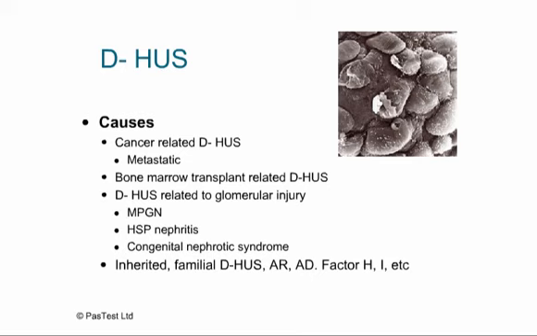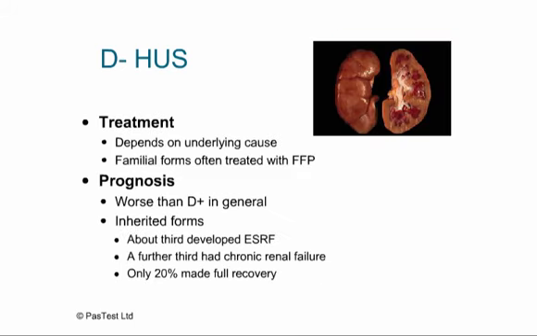Let's think about the treatment of D-HUS. This largely depends on the underlying cause. For infection-related causes, if you treat the infection, things tend to improve. And for drug-related causes, if you stop the drug, we tend to see some improvement in the HUS. The familial forms, on the other hand, are often treated with fresh frozen plasma. And this is because FFP contains factor H. And if you can infuse factor H on a regular basis, you can attenuate the disease progression.